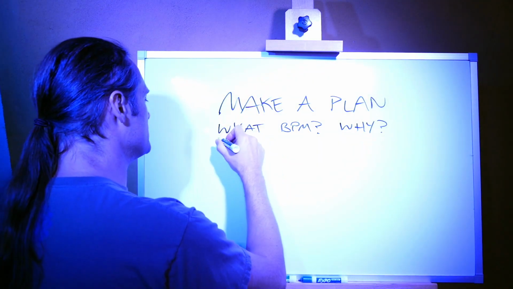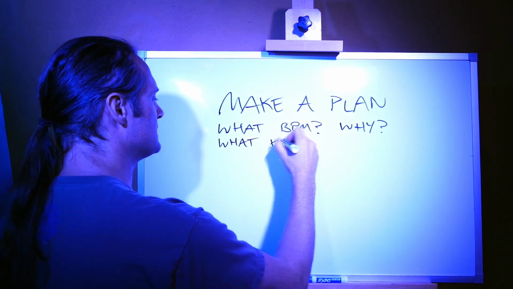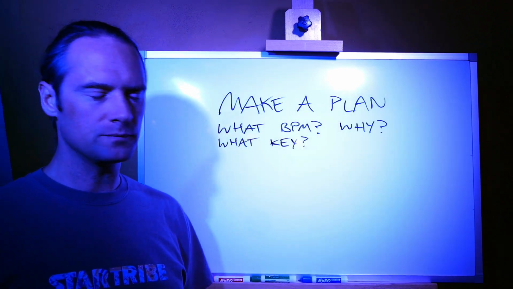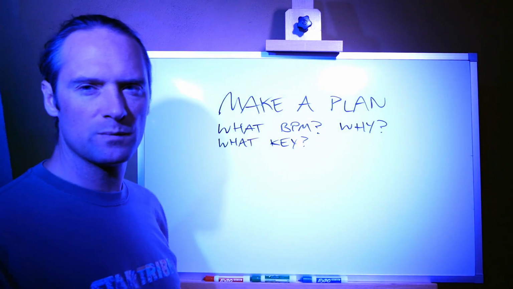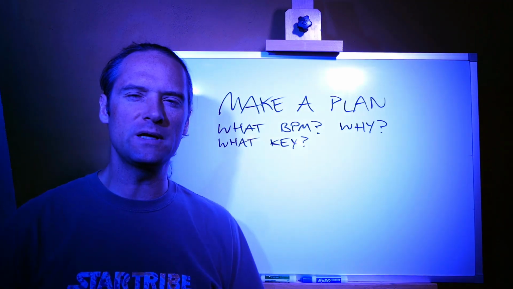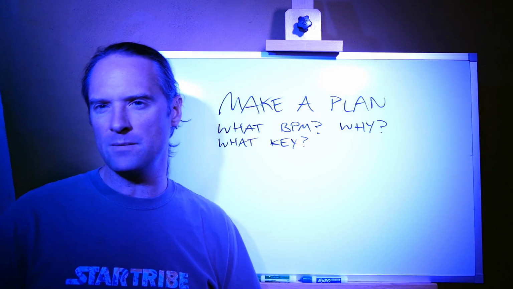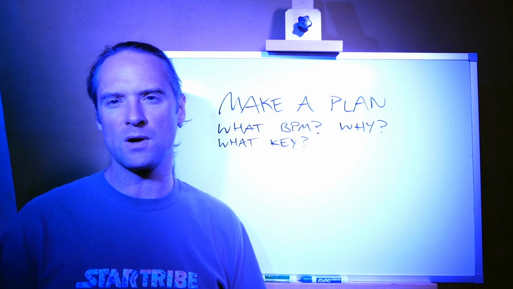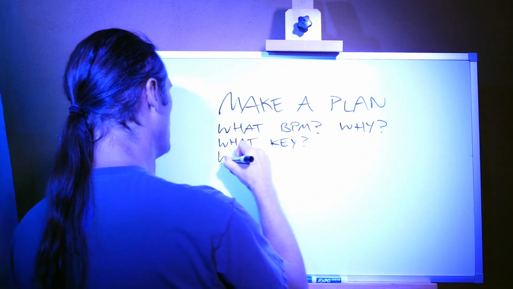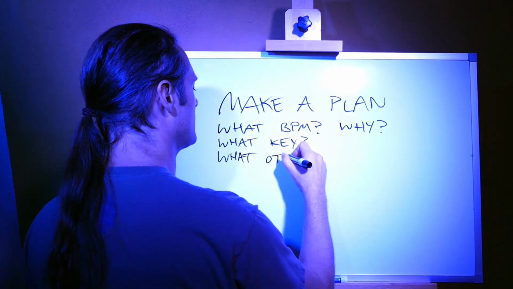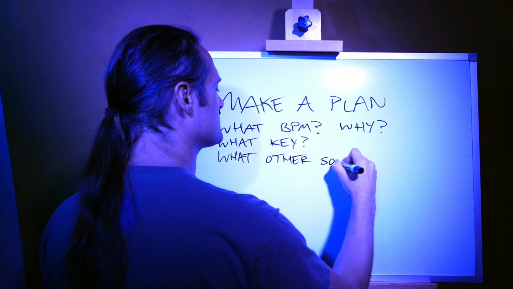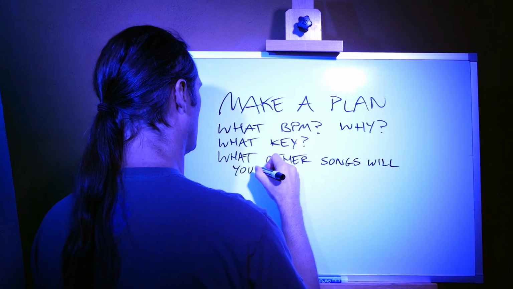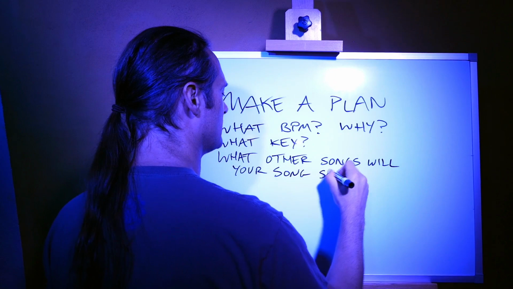Another thing you want to determine is what key. And that can be pretty arbitrary. But you don't want to just stop there. You want to really get into this. You want to really understand what is the type of track that you're going to make. And one thing that you can do, which I think really does help move the production process along, is ask: what other songs will your song sound like?